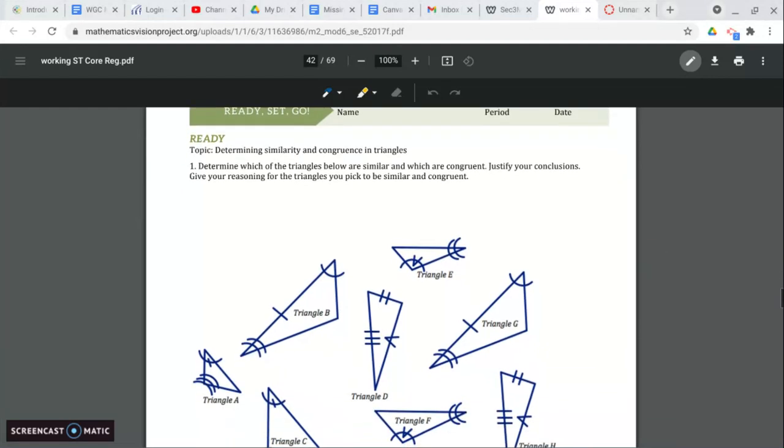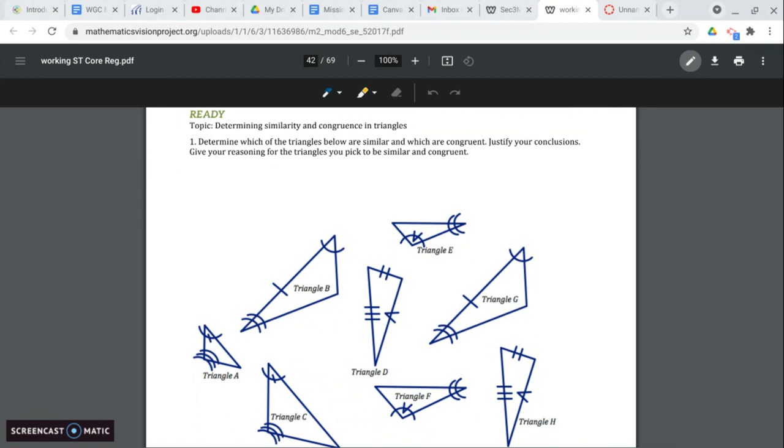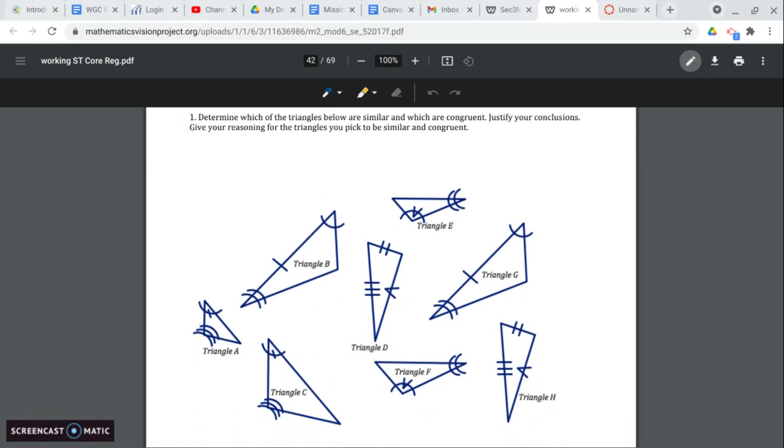So here we're looking at determining similarity and congruence in triangles. We want to determine which of the triangles below are similar and which are congruent. Justify your conclusions. Give your reasoning for the triangles you pick to be similar and congruent. So let's start with the congruent. That's a little easier to work through. Remember, in order for them to be congruent, all the sides have to be the same and all the angles have to be the same.